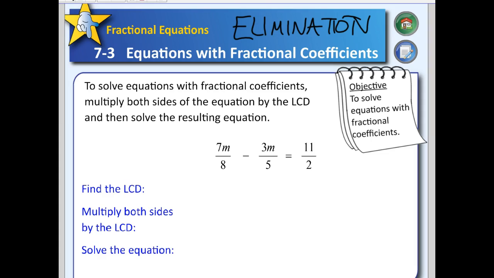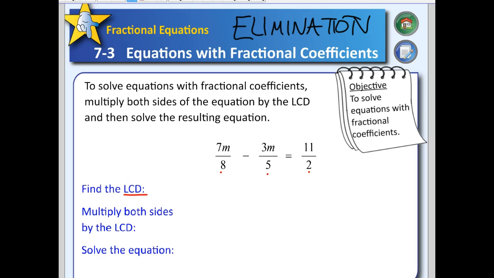And if you look here, we've got an 8, a 5, and a 2 in our denominator. Now, we already know before I can add or subtract fractions, I have to have a common denominator. But instead of messing with all that and making equivalent fractions, we're just going to eliminate the fractions. Now, we start out the same way, though. We've got to figure out what our LCD is. What would our least common multiple be?